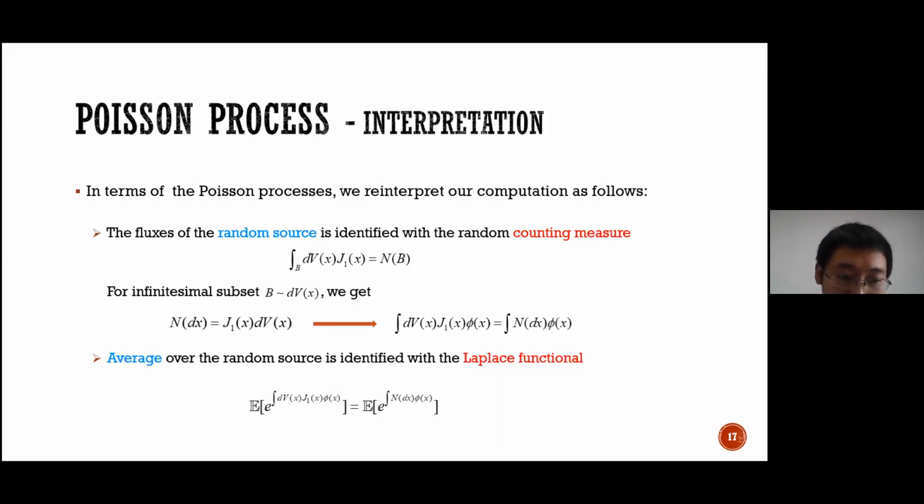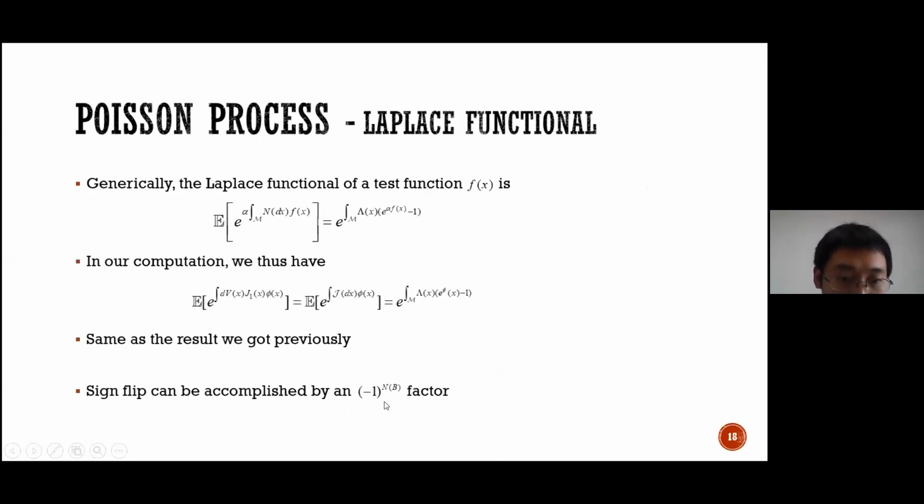And then averaging over the random sources in our physical setting is now translated into nothing but this Laplace functional in the Poisson process language, where fortunately we know how to compute the Laplace functional of any test function in a Poisson process, and the result will be like this. So now we plug in our expression, and we just get this output as a result. But then you find this is nothing but the previous result that we got from our previous, more physical derivation. And again, there will be a factor of minus sign, but this can again be corrected by this (-1)^{M_B} factor in the integration measure.